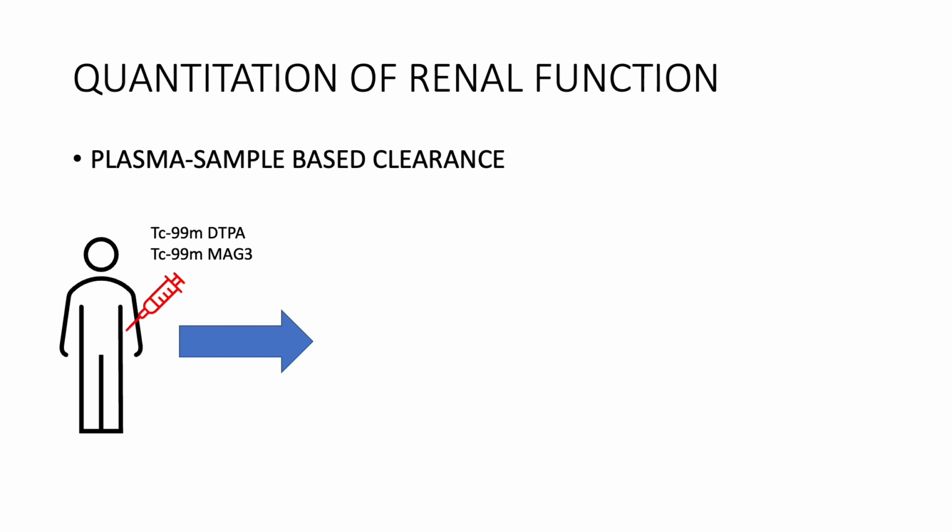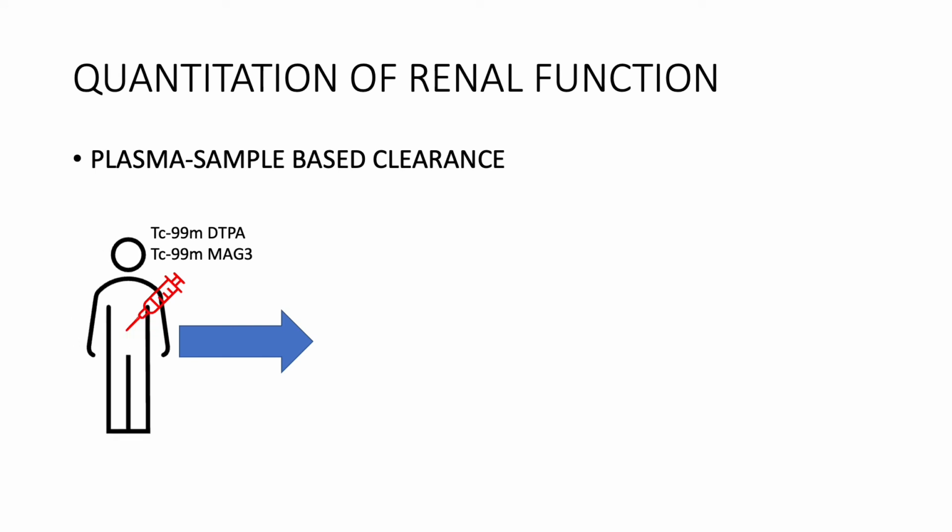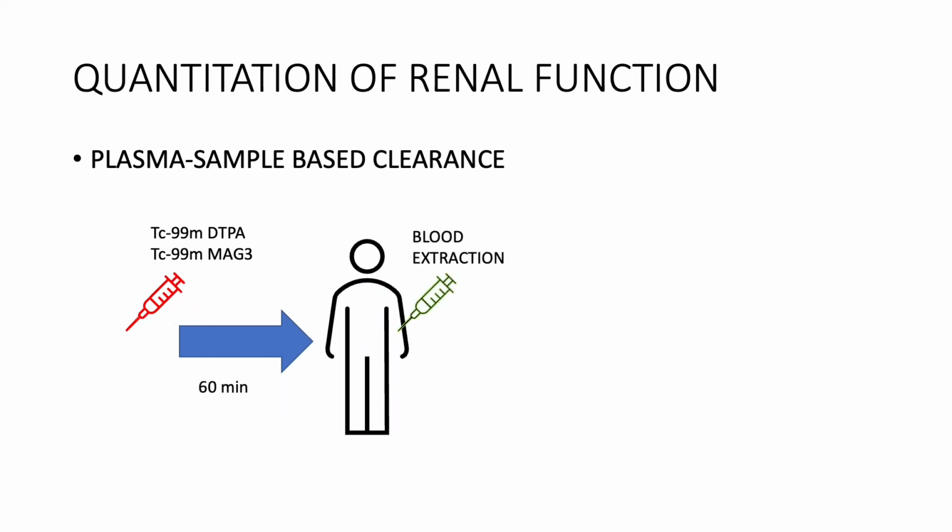For plasma sample-based clearance, these measurements are generally obtained by determining the plasma level of the injected radiopharmaceutical at a specified time. For tubular agents such as MAG3, ERPF can be estimated by a single time blood sample obtained about 45 minutes after injection. Because the glomerular agent DTPA is cleared more slowly than our tubular agents, plasma samples are obtained 60 and 180 minutes after injection.